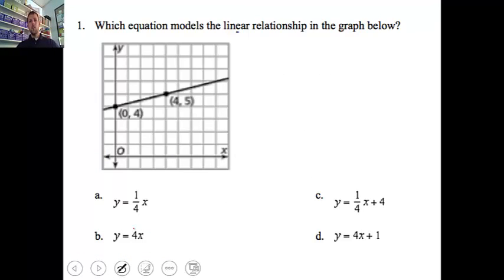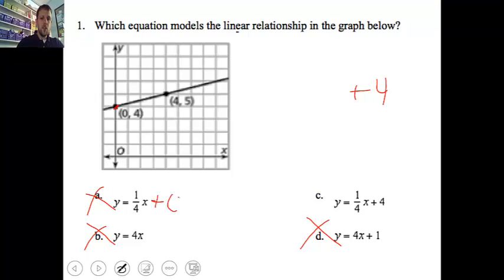All right. Which equation models linear relationships in this graph? One of these represents this line. The first thing I'm going to look at is the y-intercept. The y-intercept is 4. So I automatically know it's not D, I know it's not B, and I know it's not A, because the y-intercept is 4. All right?